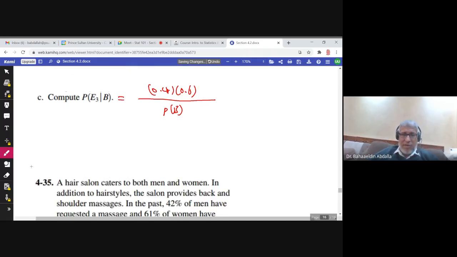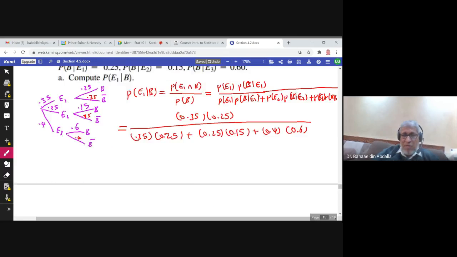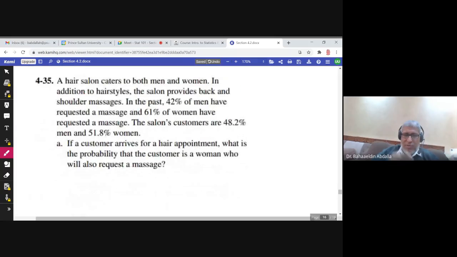Notice that remark: if you add probability of E1 given B plus probability of E2 given B plus probability of E3 given B, the answer would be 1. So this is to check your answer. The sum of these three probabilities must be 1.